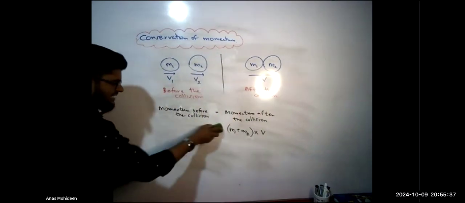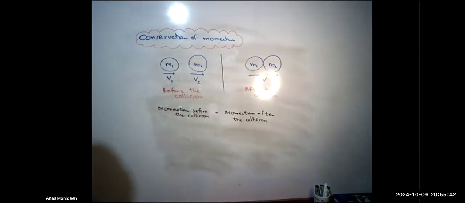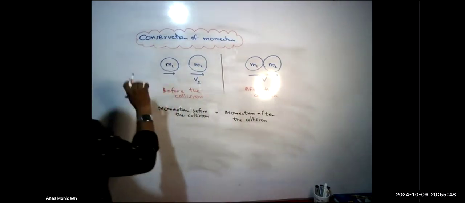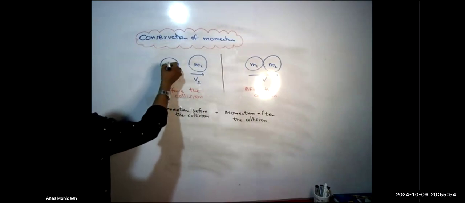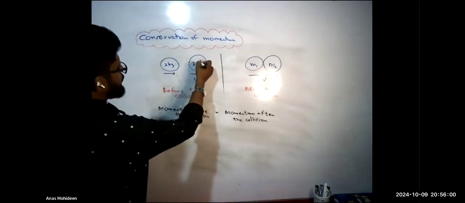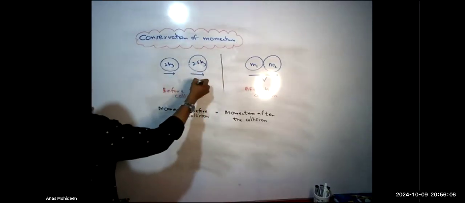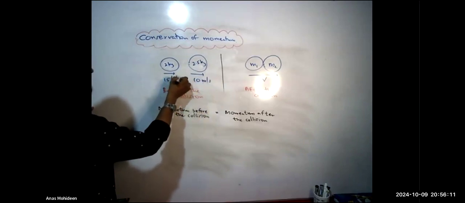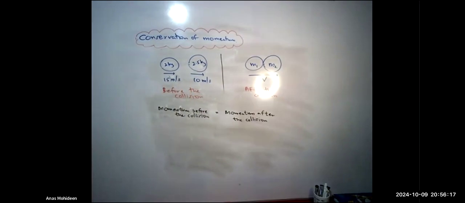The same thing as a general example, I'll take first initially. I'm going to write some data actually. I'll mark this M1 as about 2 kilograms, and this is 2.5 kilograms. And this was moving at 10 meters per second and 15 meters per second, and that is how it can collide.